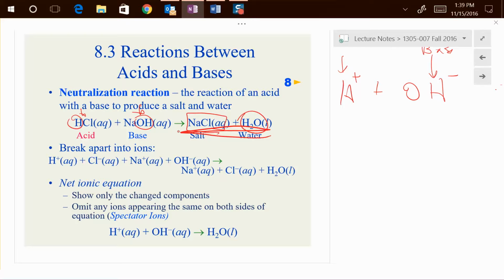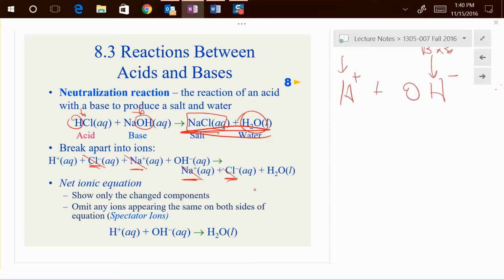Okay, and if we look at the actual reaction that took place, the sodium and the chlorine just remain apart, dissolved, right? They were dissolved over here. They're dissolved over here. What do we call that? If they don't do anything, what are they called? Spectators. They're called spectator ions. They actually didn't do anything. They just watched hydrogen and hydroxide come together. Okay? It's just the spectators of the wedding. So they're just watching this happen.